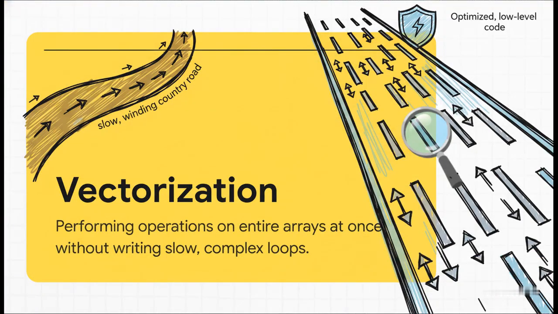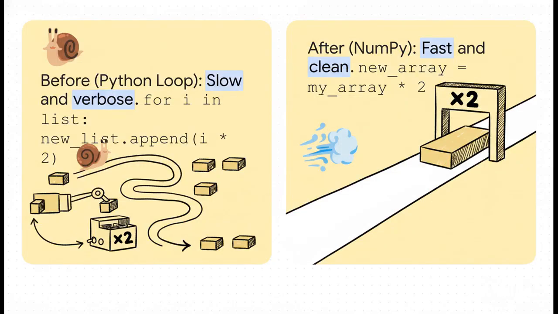The secret sauce, the core concept behind NumPy's speed, is something called vectorization. So instead of writing a Python for loop to chug through each element one by one, which is like taking a slow, winding country road, vectorization lets you perform the operation on the entire array all at once. It's like switching to a 6-lane superhighway. Your code is cleaner, and it's all happening behind the scenes in highly optimized, low-level code that is just blazing fast.